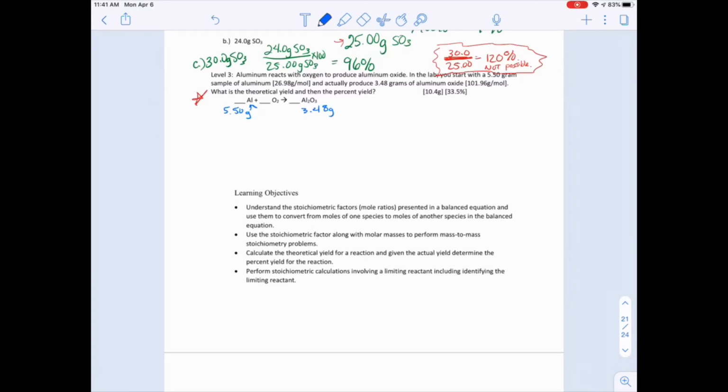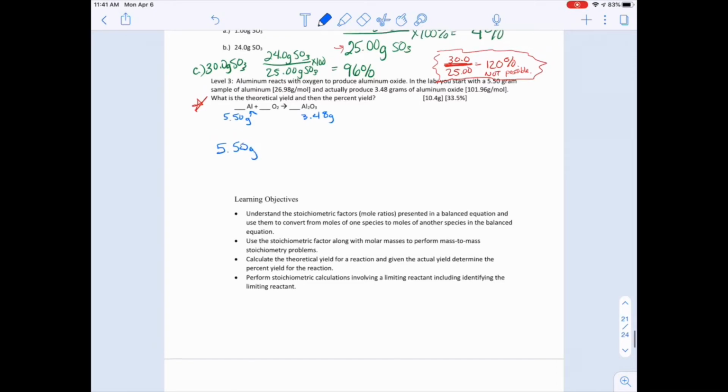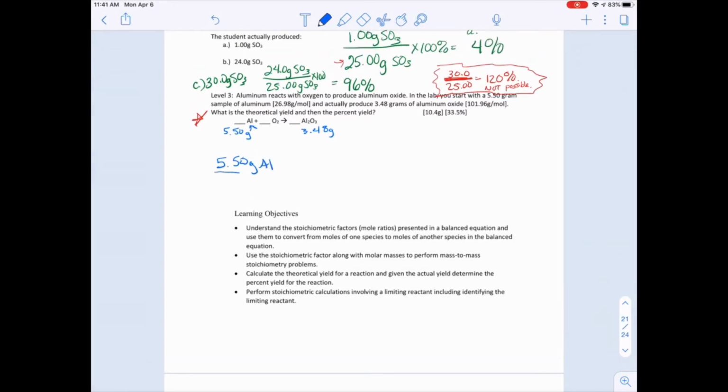We're going to take the 5.50 grams of aluminum and turn it into grams of aluminum oxide, which is what we're trying to figure out. Again, grams on bottom. So grams of aluminum into moles of aluminum, and we have moles of aluminum into moles of aluminum oxide. Then we're going to put the moles of aluminum oxide on the bottom, and that's going to go into grams of aluminum oxide.